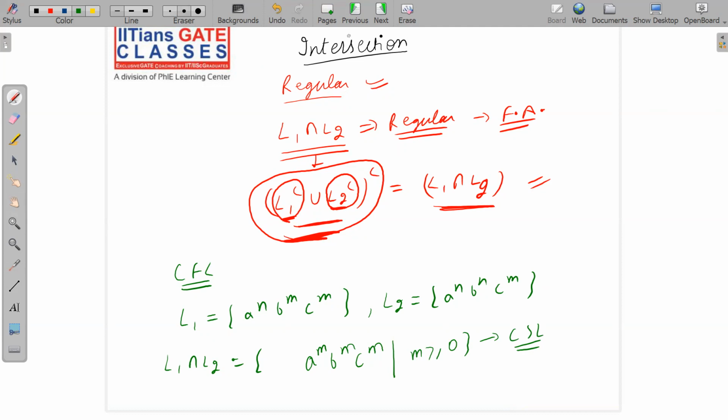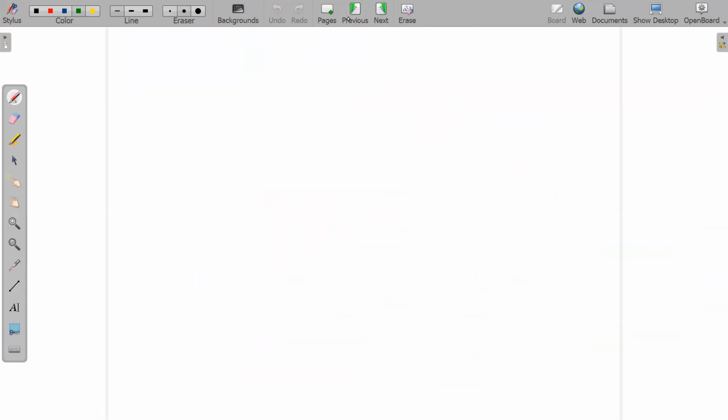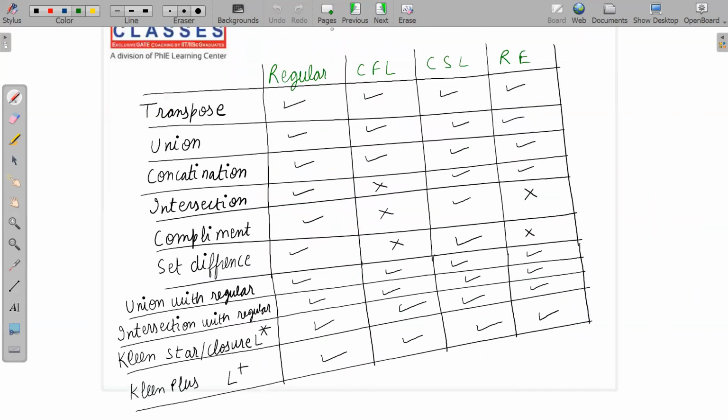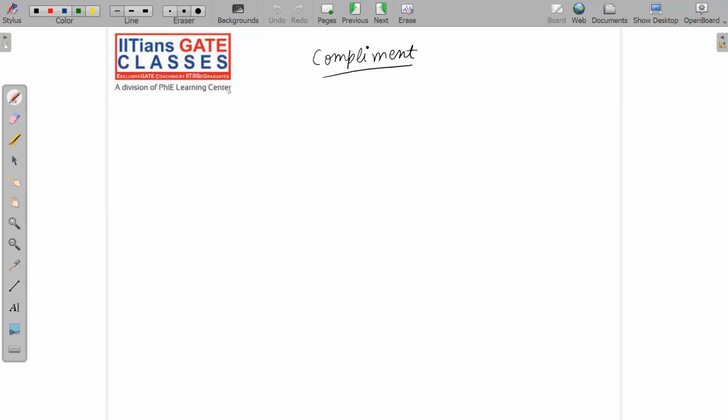The rest of the languages are closed. So let me show you the idea in the previous slide itself. See here properly: in intersection, regular, CSL and RE are all closed except CFL. Okay, what about my complement operation? Complement operation is very, very simple again.